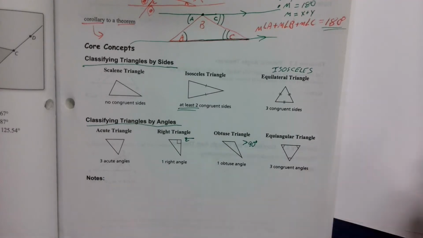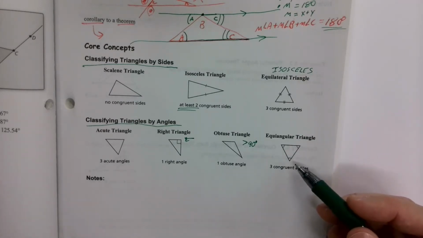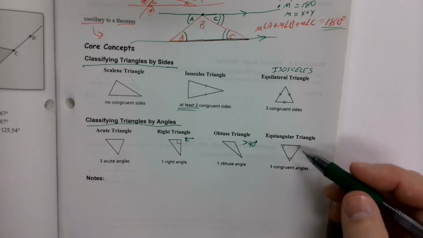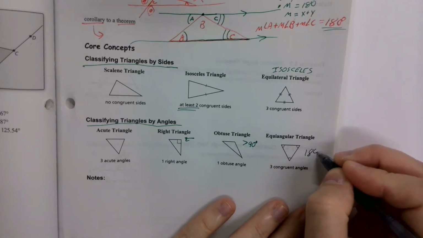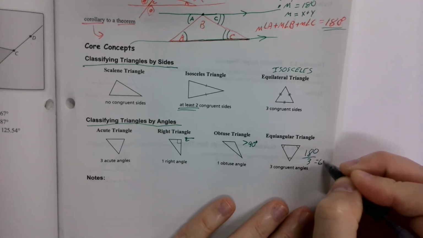And again, you can't have two angles that are greater than 90 degrees. That's impossible because all three of them have to add up to 180. And you can't have a negative angle. And equiangular, all three of those have to be 60 if they're all the same, because they have to add up to 180, right? Because 180 divided by 3 is 60.